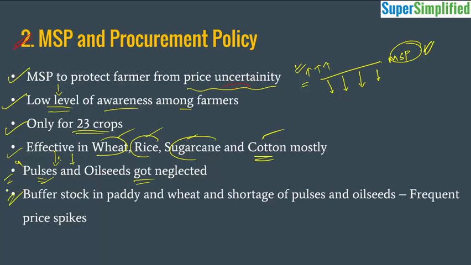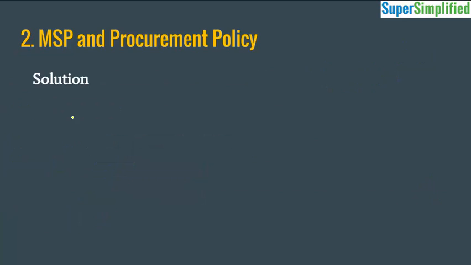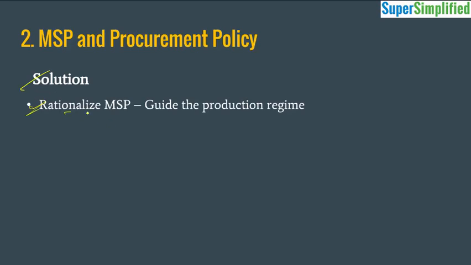So what is the final outcome because of this faulty regime? There are buffer stocks, we have extra stocks in paddy and wheat, but there is a shortage of pulses and oilseeds. Because of that, there are frequent price spikes, and also we are importing these commodities from other countries, which is putting a lot of pressure on the current account deficit, as our import bill is increasing. Then what is the solution here? The requirement is that we have to rationalize the MSP.